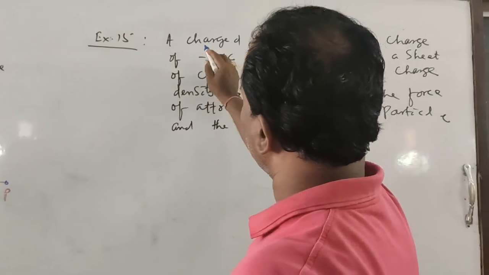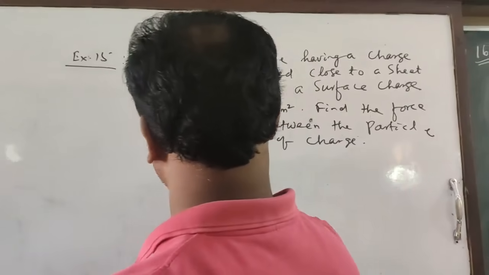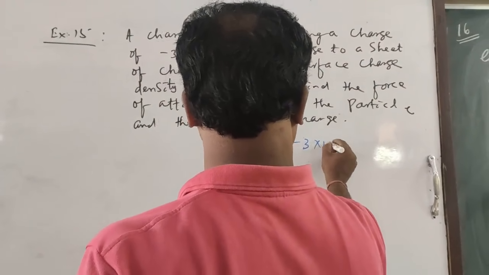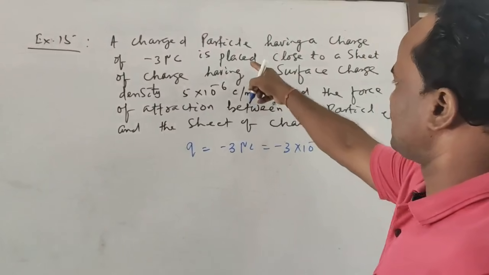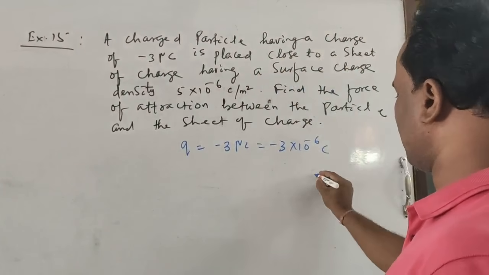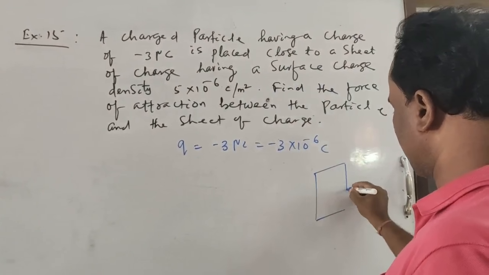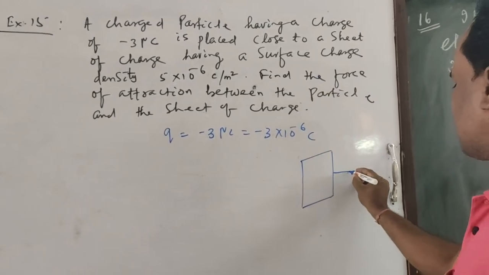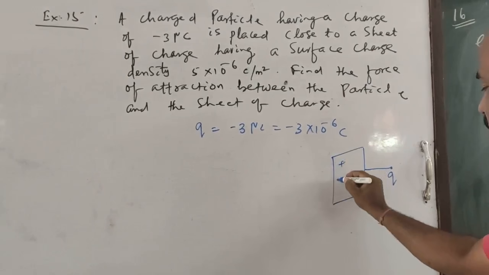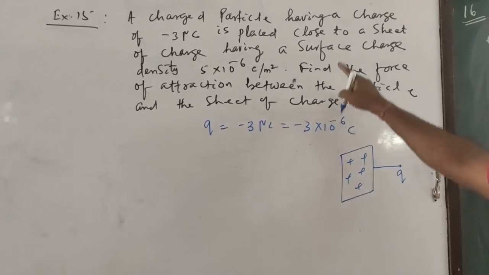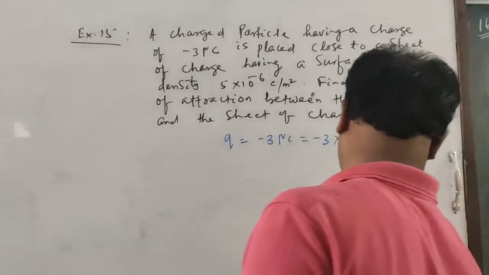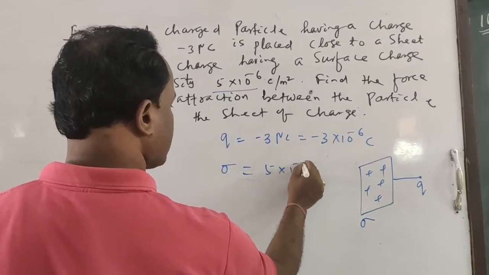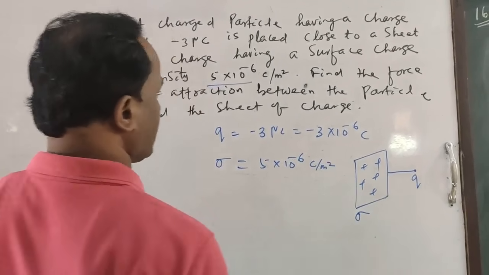A charged particle Q having a charge of minus 3 microcoulomb, that is minus 3 into 10 to the minus 6 coulomb, is placed very close to a sheet. Suppose this is a plane sheet and the charge is placed some distance from it. The sheet has a surface charge density sigma, which is 5 into 10 to the minus 6 coulomb per meter square.